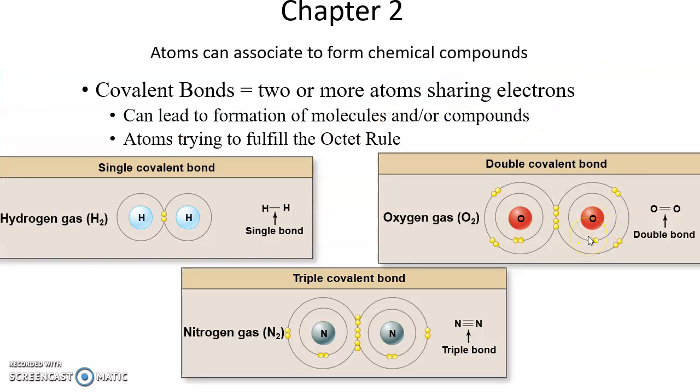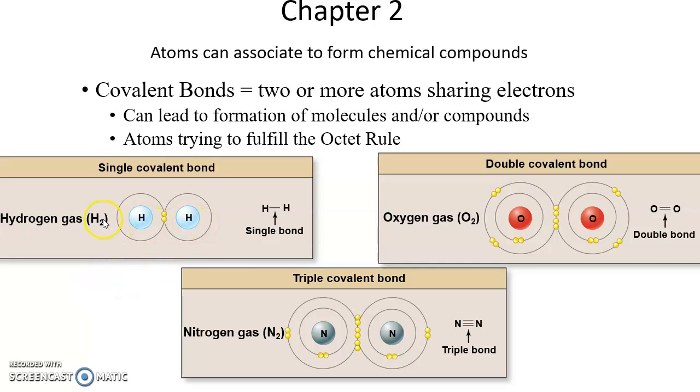All right, we also have covalent bonds. Covalent bonds are when 2 or more atoms share electrons. They share the electrons, so they both still have association with those electrons, and so there's no net gain or loss of charge from a loss or gain of electrons because they're being shared. And these can lead to the formation of molecules or compounds.